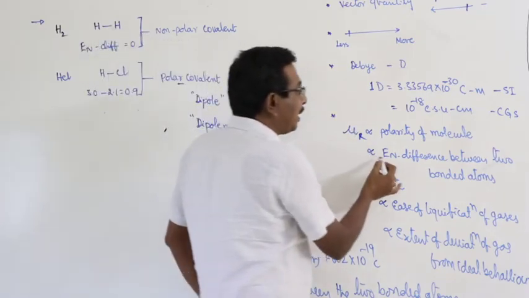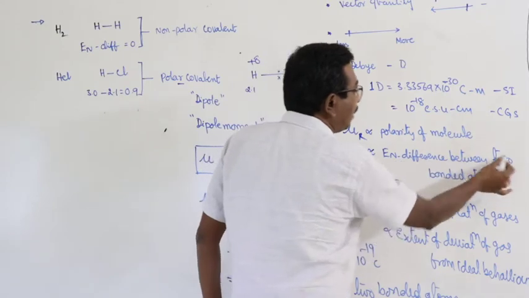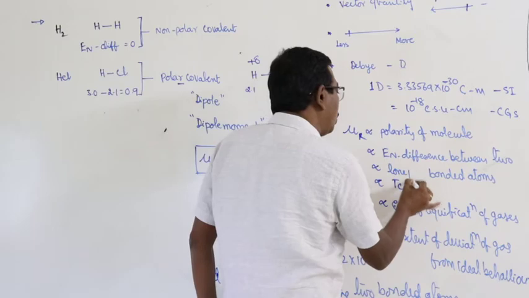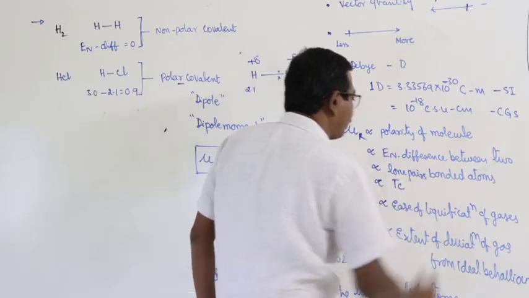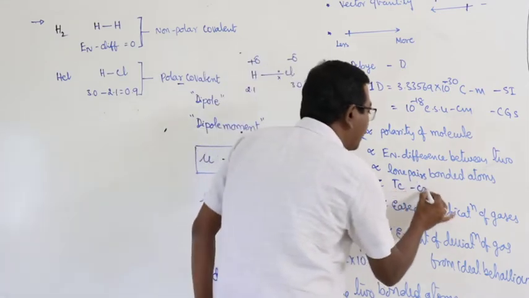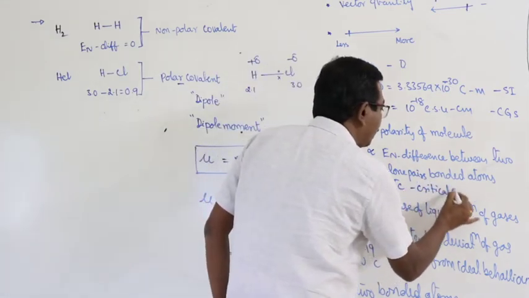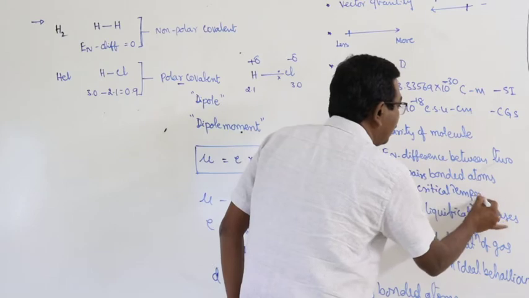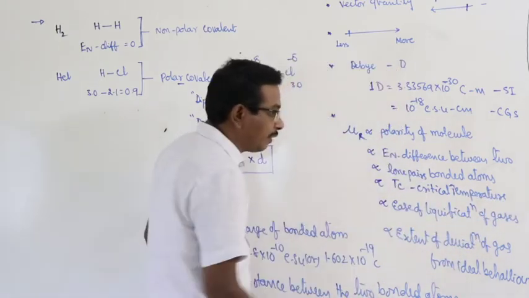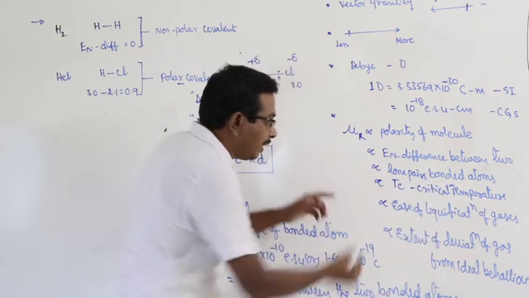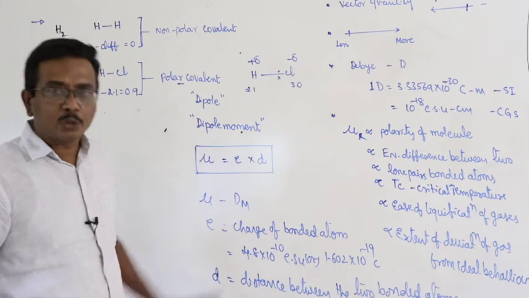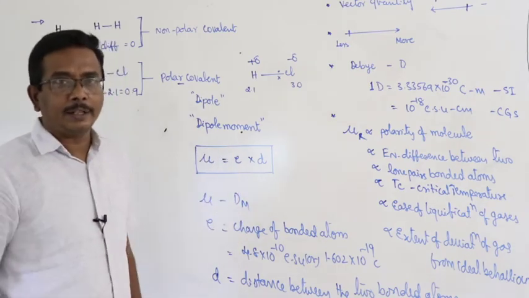And dipole moment is directly proportional to the electronegativity difference between the two bonded atoms, and directly proportional to the number of lone pairs. Directly proportional to critical temperature. You can study about critical temperature, ease of liquefaction of gases and extent of deviation. All the three terms will be given in the next chapter, states of matter. So you have no need to feel hurry.